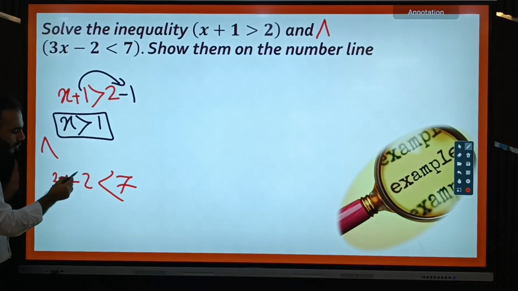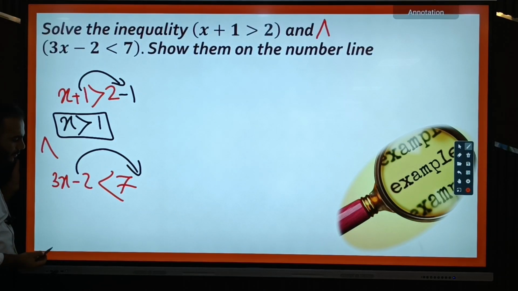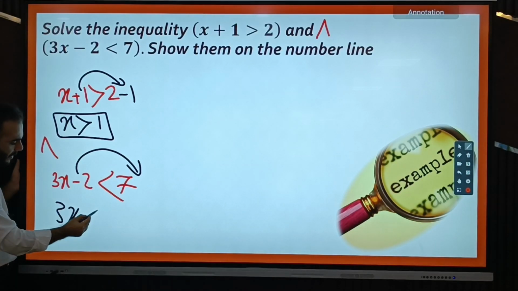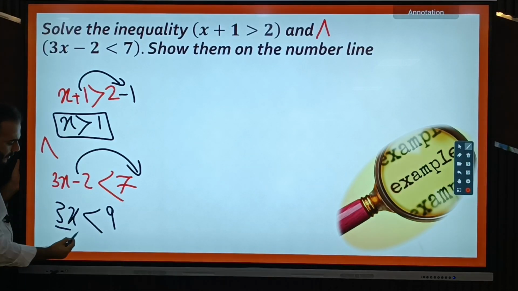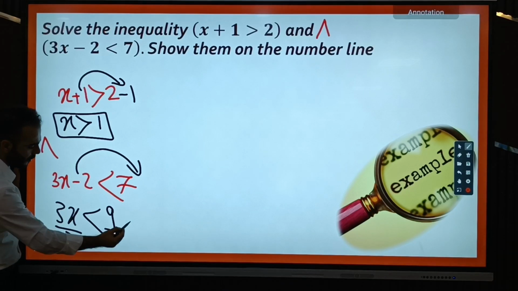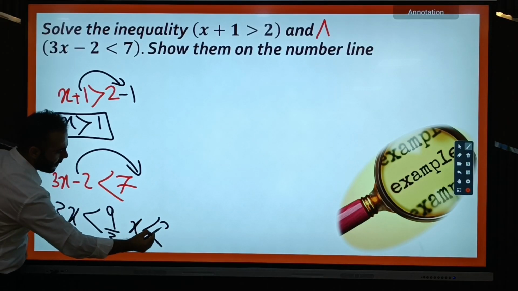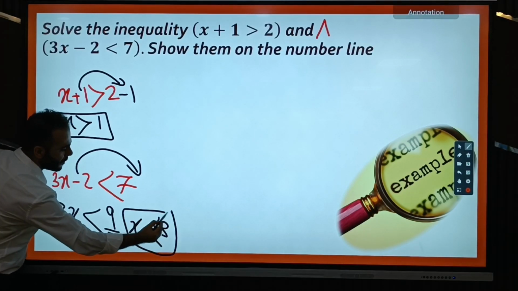How about the second one? Move this negative 2 to the other side. So we are going to have 3x less than 9. And divided by 3, divided by 3. So x less than 3. That is the second solution.